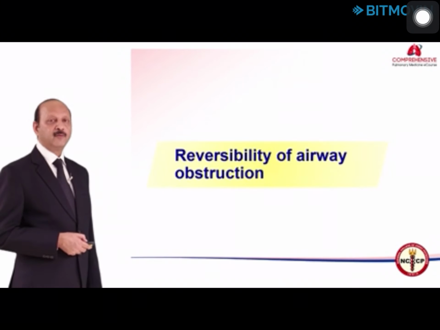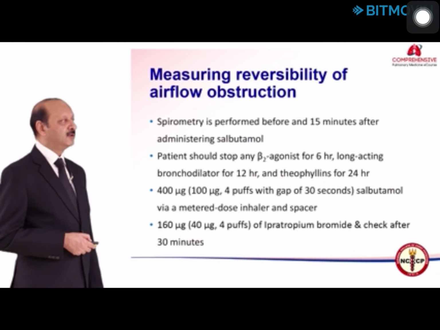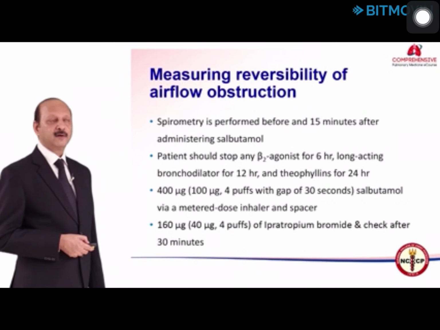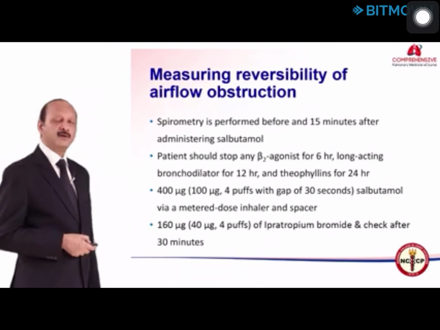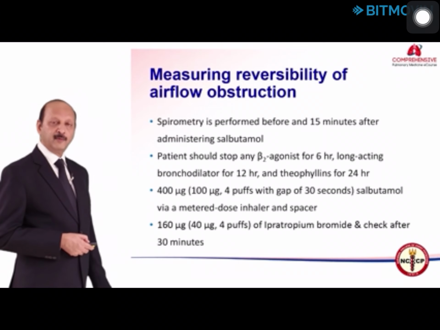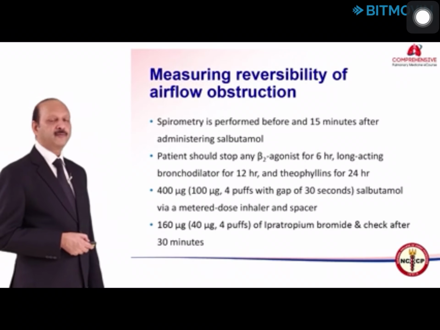Now coming to the reversibility of airway obstruction, how to interpret this. For the process, you do the spirometry before and 15 minutes after administering the short-acting bronchodilator, that is salbutamol. The patient must stop short-acting bronchodilators for 6 hours, long-acting bronchodilators for 12 hours, and theophylline for 24 hours. You do it before giving any bronchodilator. Then you give 4 puffs of 100 microgram of salbutamol with a gap of 30 seconds using a metered dose inhaler, and then you measure it after 15 minutes.